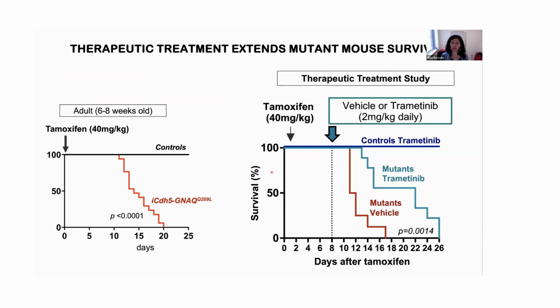And with this scheme, now we did tamoxifen administration, and then started trametinib treatment or control vehicle at day 8 after tamoxifen. And we know that at this time point, there are already visible lesions when you open up the mouse. And so you can see, compared in red, those are the mutant vehicle-treated mice. So they die within sort of the time frame that I've shown you. But when you treat with trametinib, we significantly extended the lifespan of these mice.